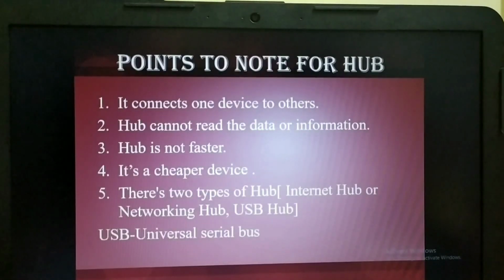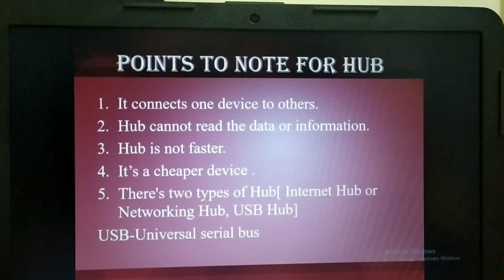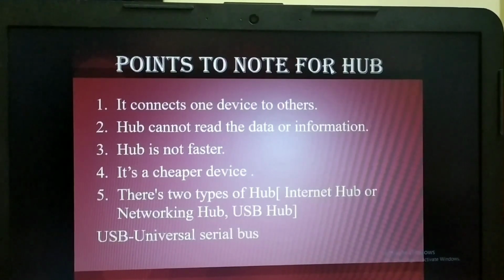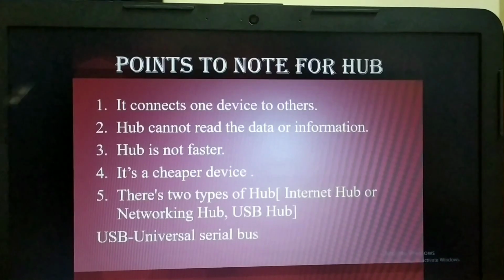So we are getting some points about what actually hub is. Hub, first of all, connects one device with other devices. One thing, girls and boys, you must write these points in your classwork copy. Then hub cannot read the data or information. Hub is not faster, it's a cheaper device. I have already told, there are two types of hub, that is internet hub or networking hub. Again, there are some hubs that are called USB hub. We all know the full form of USB, Universal Serial Bus.